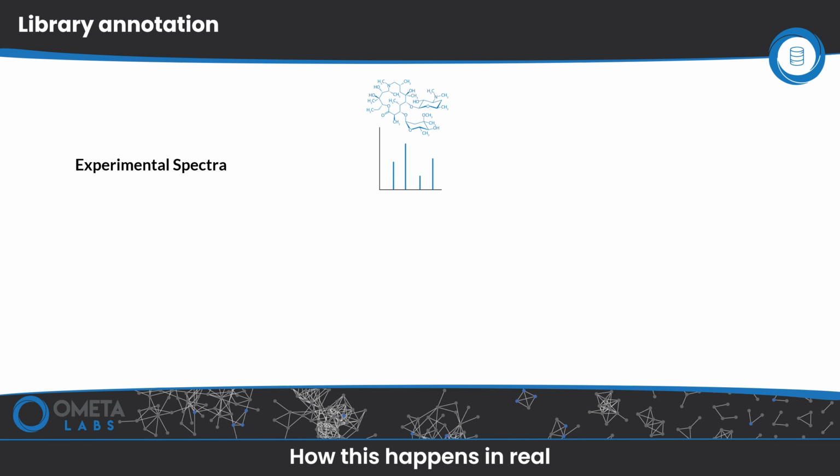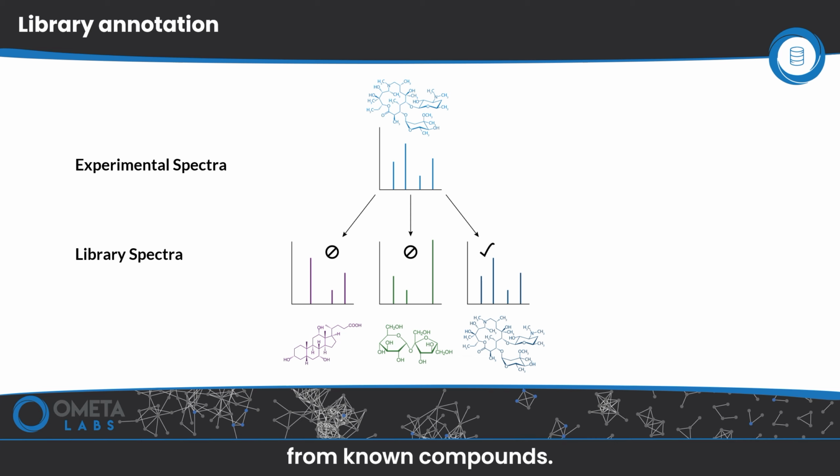How this happens in real life is through a process called library annotation. In this process, we compare our experimental MS2 spectrum with spectral libraries containing MS2 spectra from known compounds. We use an algorithm that compares the mass and intensity of the MS2 peaks to find the library spectrum that best matches our experimental spectrum.